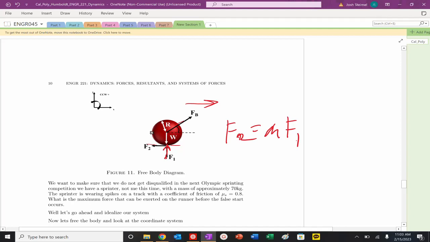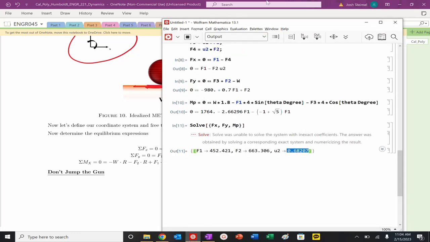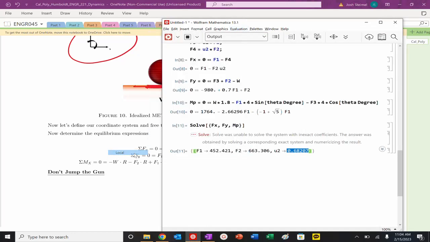So let's go ahead and pull up Mathematica, and let's start. I'm going to quit the kernel here, and I need to do Alt-4. Let's roll.